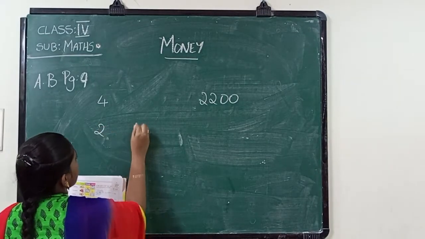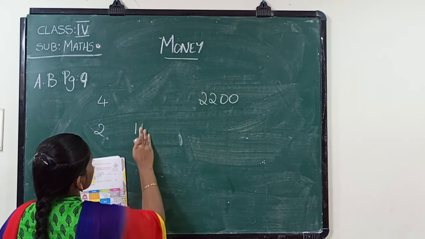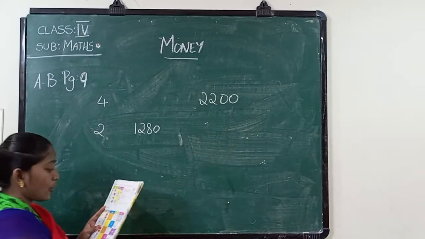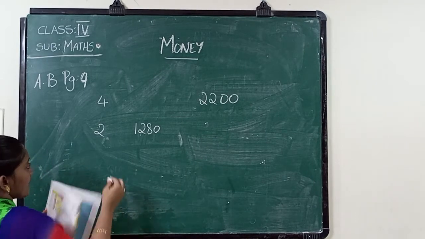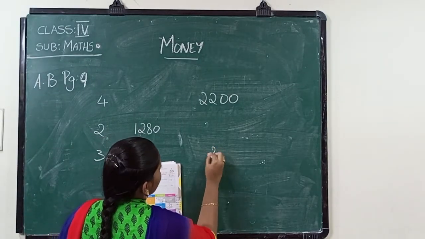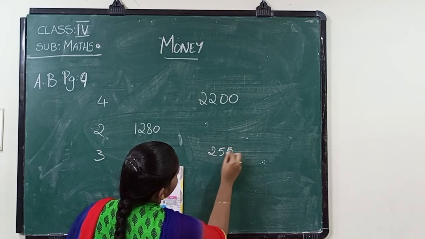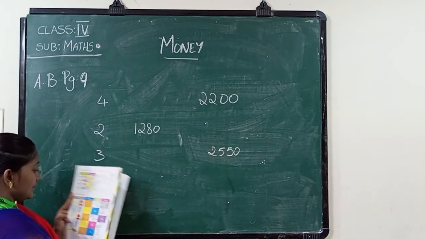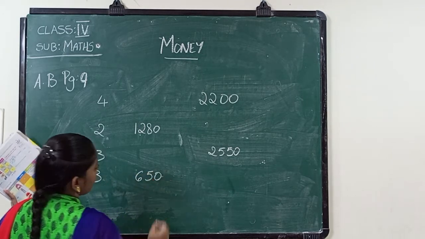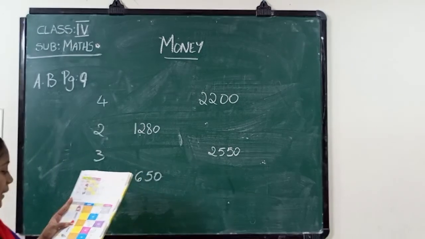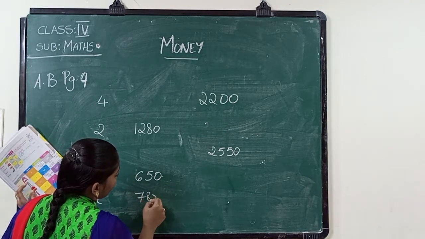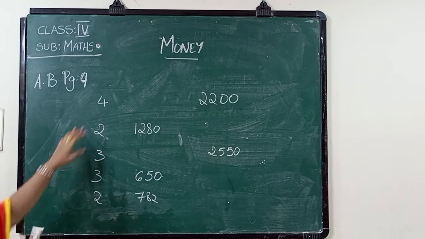Pants, each cost is 1,280. And what about the frocks? Frocks they bought are 3. Total cost is 2,550. 3 sarees. Each saree cost is 650. How many bed sheets? 2 bed sheets. Each bed sheet cost is 782. Now you will find these.